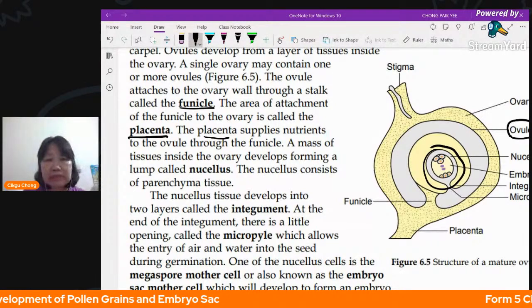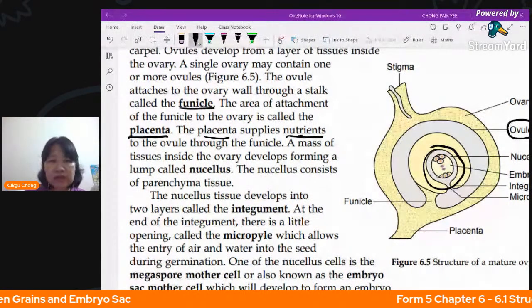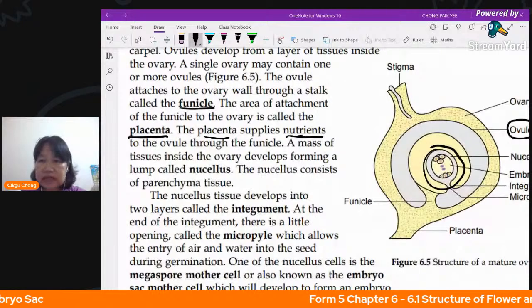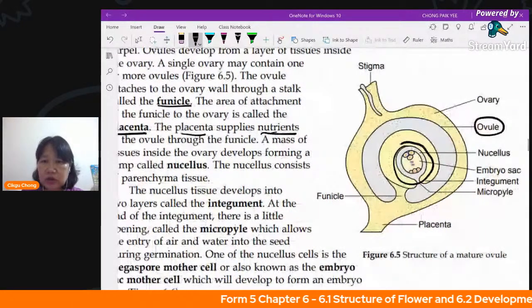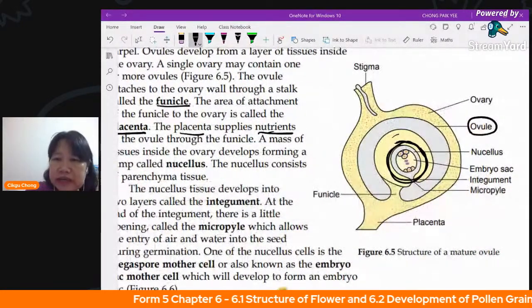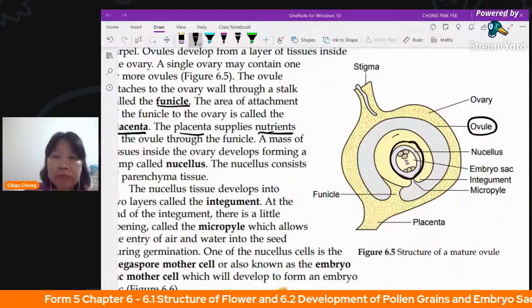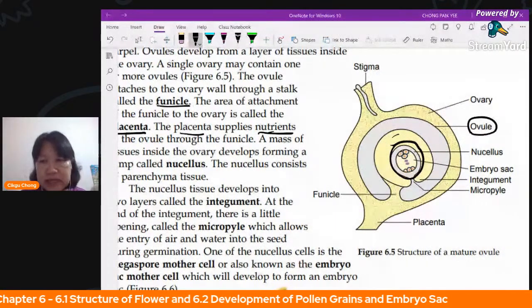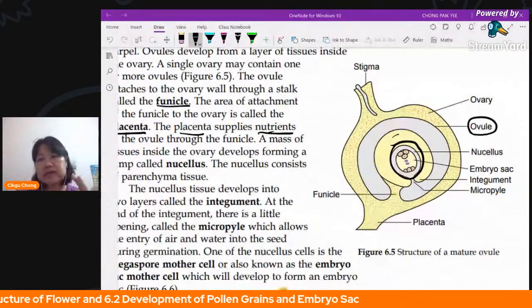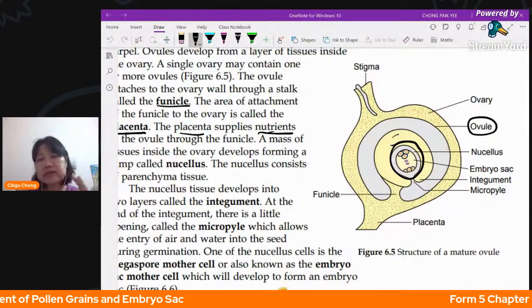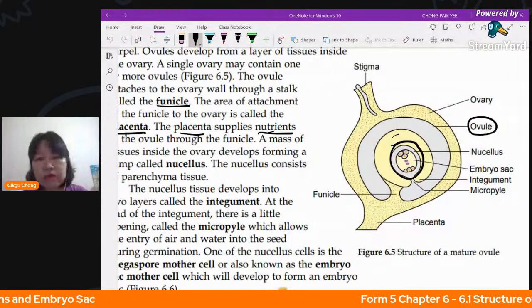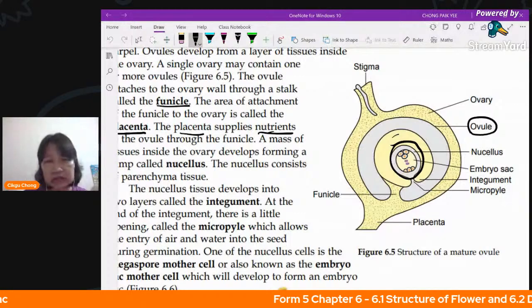And then a mass of tissue inside the ovary develops into a lump called the nucellus. The nucellus is this whole thing that has your ovule inside, and it has your embryo sac. Why do we call it the embryo sac? Because inside there are many nuclei. Later on we will see how from one nucleus you get 8 nuclei. It has to do with cell division.